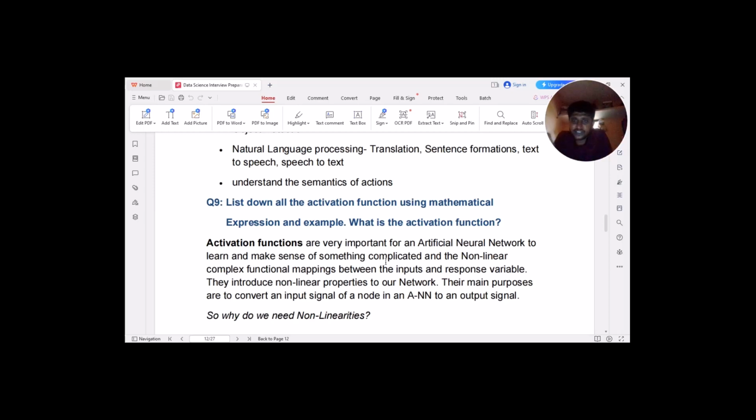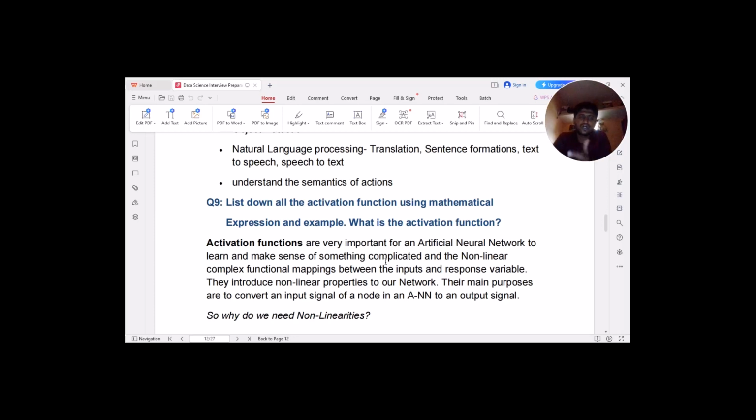So activation functions are very important for an artificial neural network to learn and make sense of something complicated and nonlinear, complex function mappings, like between the inputs and the response variable. Internally, what is happening, you don't know about it, but you are just giving the input, setting the parameters, and feeding it to the system. It will train, and it will give you the output. This is what you are actually doing.